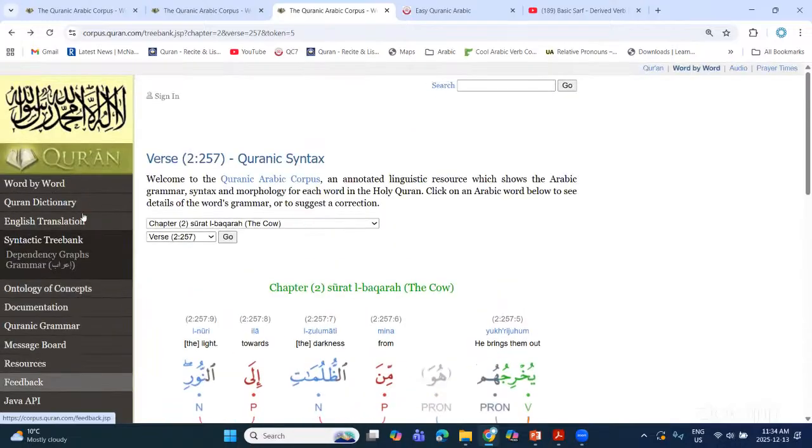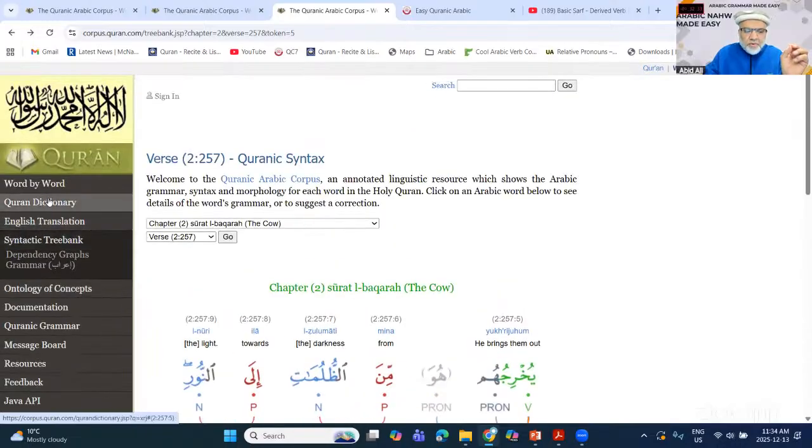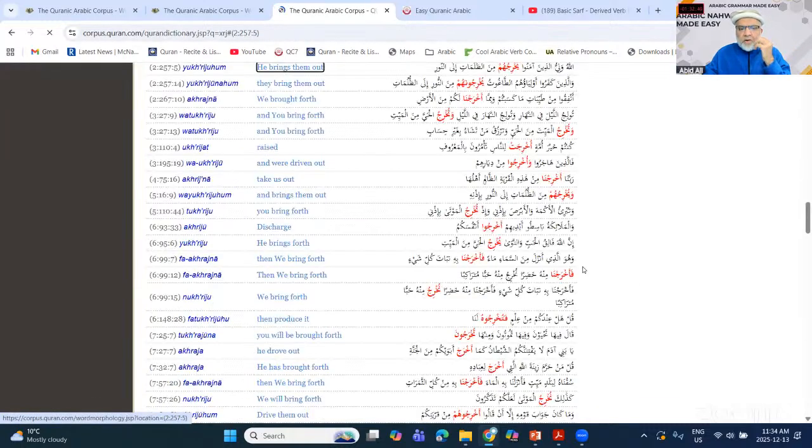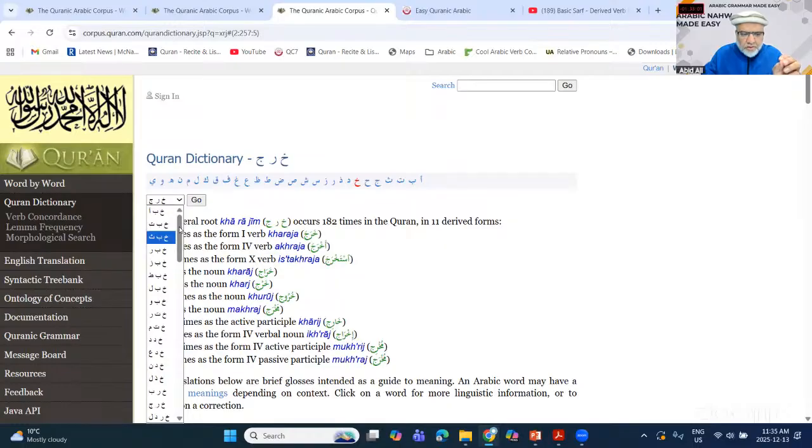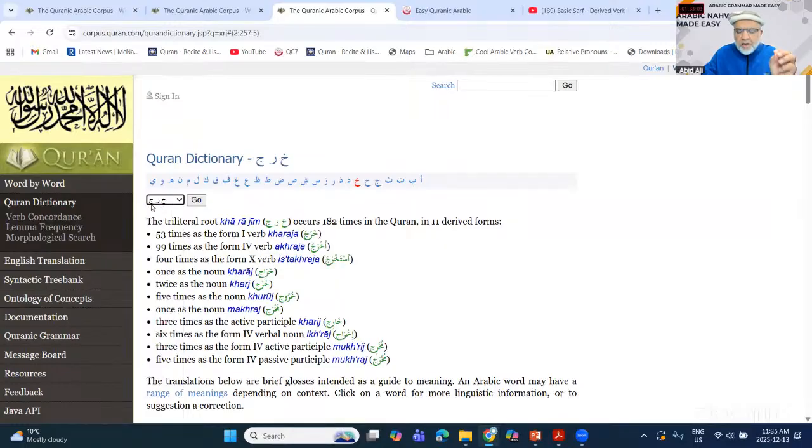Now, remember on this, we have the Quranic dictionary on this Quran Corpus. So let's say you go into the Quran dictionary. I'm sure that most of you have not paid attention to this, but on the top there are letters, the letters of the tahajji. And ha is what we are dealing with right now. And what are our root letters? Ha, ra, and jim. So in this drop down, I can pick ha, ra, and jim.